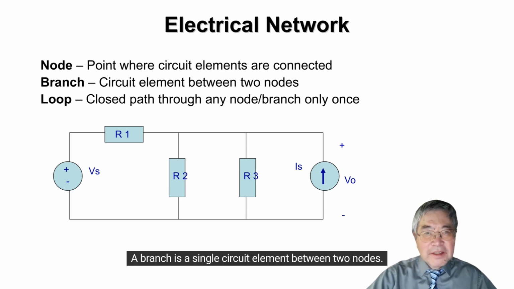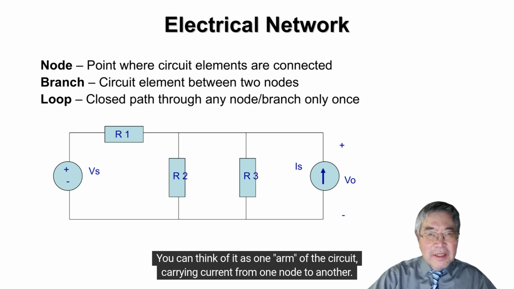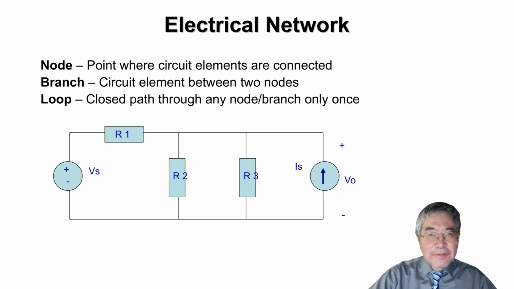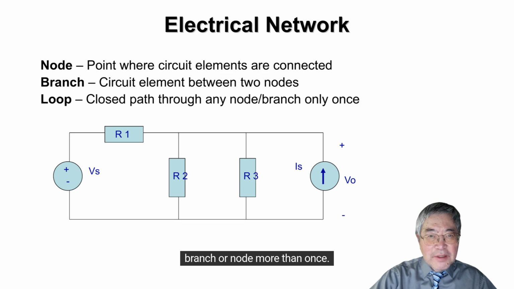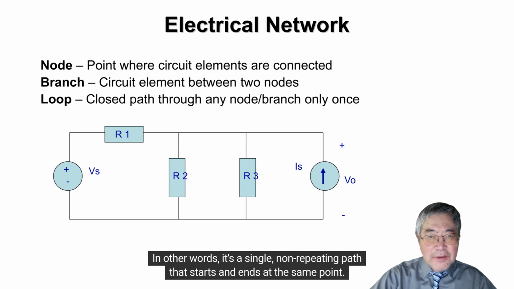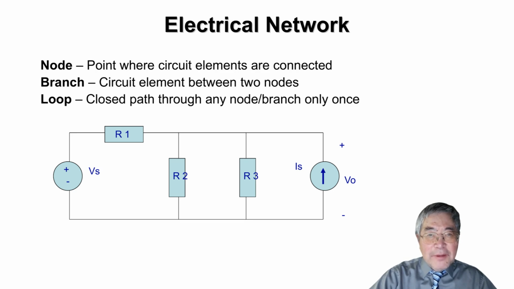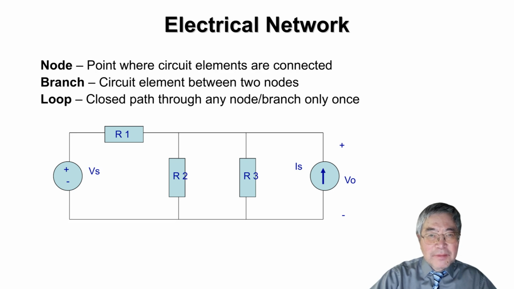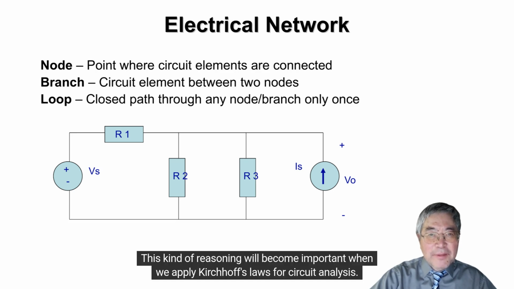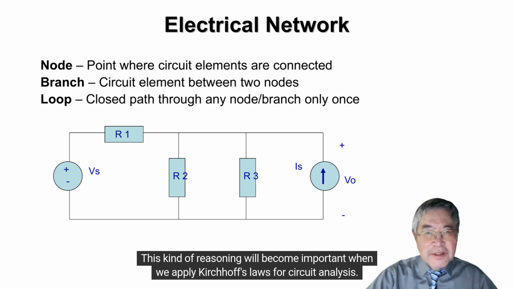A branch is a single circuit element between two nodes. You can think of it as one arm of the circuit carrying current from one node to another. A loop is a closed path that goes through a sequence of branches and nodes without passing through any branch or node more than once. In other words, it's a single non-repeating path that starts and ends at the same point. Using these definitions, you might ask, in this diagram, how many nodes are there? And how many loops? This kind of reasoning will become important when we apply Kirchhoff's laws for circuit analysis.